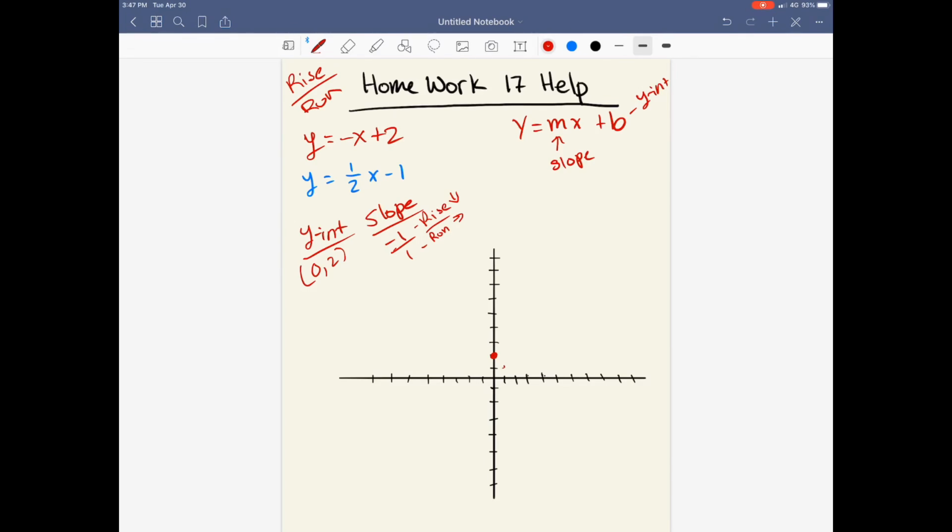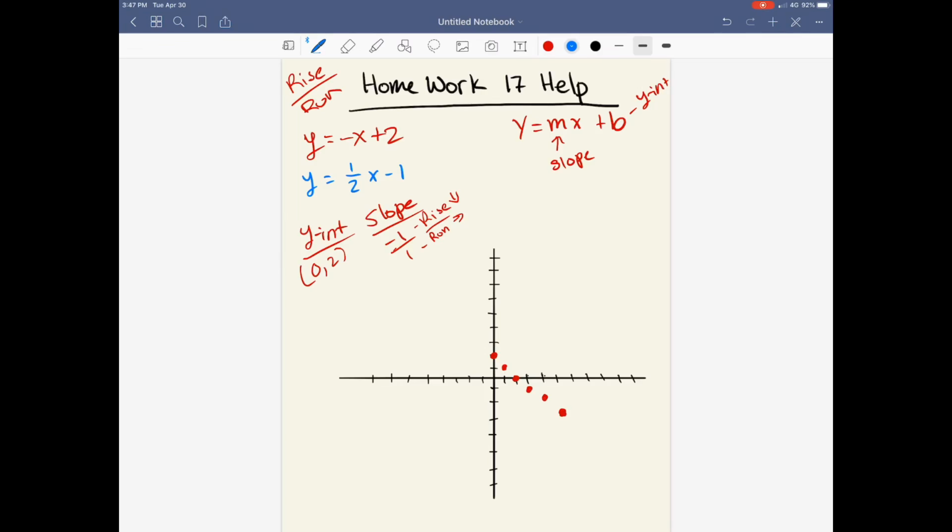So if we go down 1 over 1, we are right here. Down 1 over 1. And we're all good. Again, it's a little off because this graph is hand drawn. But if you do it on MyMathLab, you should be fine since you guys have the tool there. Alright, so there is line 1.